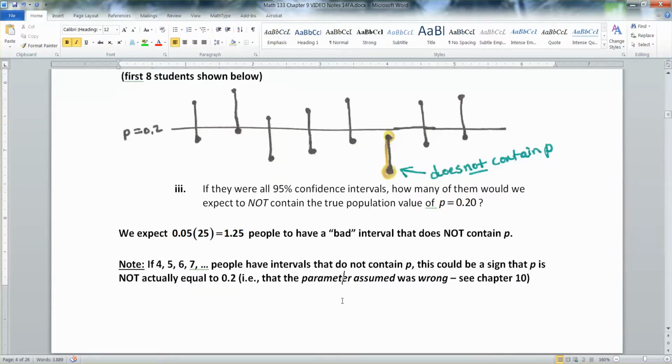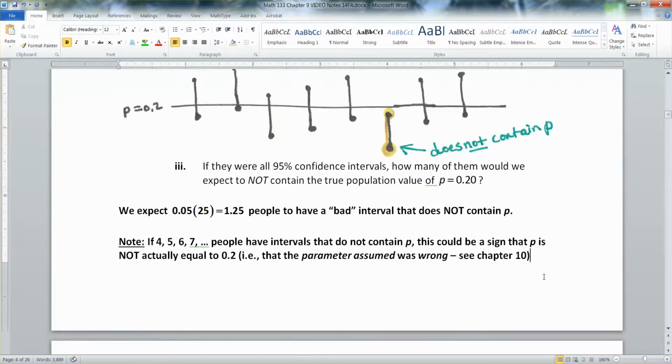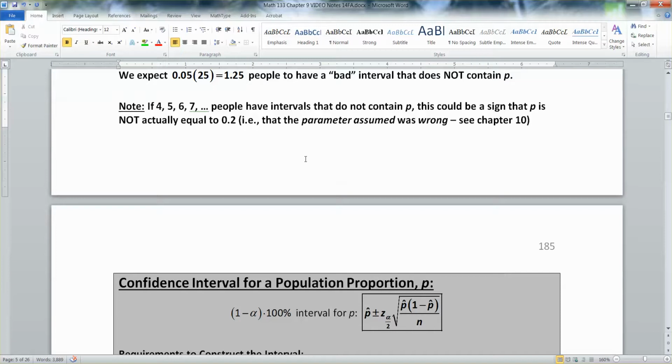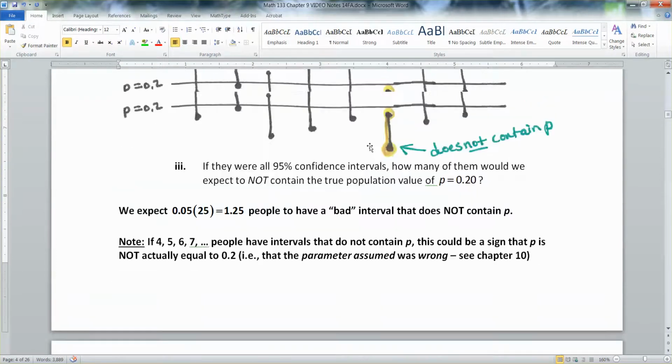All right, let's stop right here because this is the end of this example. I know it's a short video, but let's pause and let's meet back up here to watch the next video when we discuss what the actual formula for the population proportion is. So I'll see you back here then.